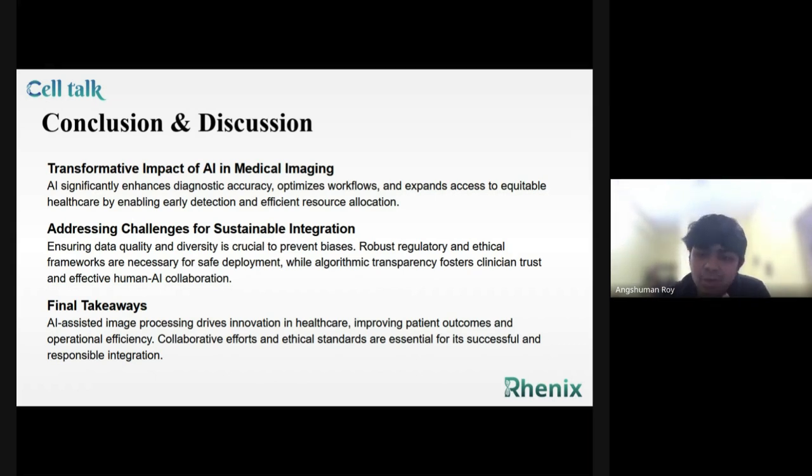The final takeaway is that AI-assisted image processing drives innovation in healthcare by improving patient outcomes and operational efficiency. Success and responsible integration rely on collaborative effort and adherence to ethical standards, ensuring that AI technologies deliver safe, effective, and equitable healthcare solutions. Thank you all for your attention.